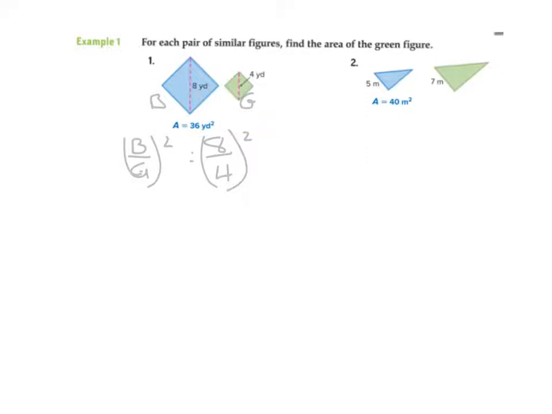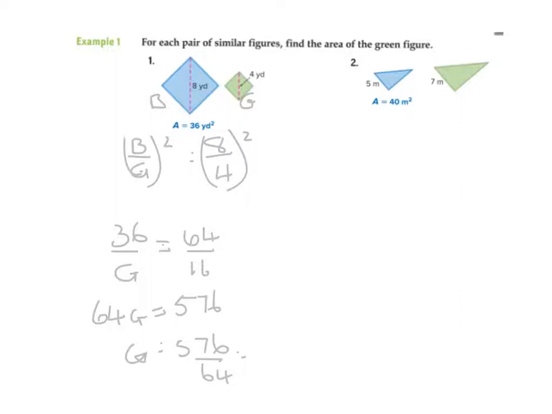And now we're doing our ratio and proportion. We know the area of the blue one is 36, so it's going to be 36 over G for green is equal to 64/16. That's 8 squared is 64, 4 squared is 16. Cross multiply, so 64G is equal to 16 times 36, which is 576, and so G is equal to 576 divided by 64, which will give you 9.